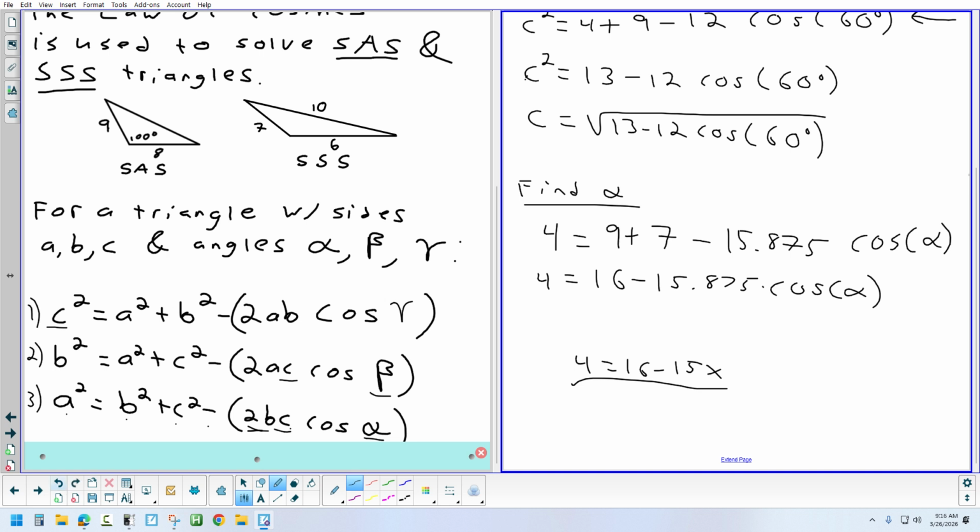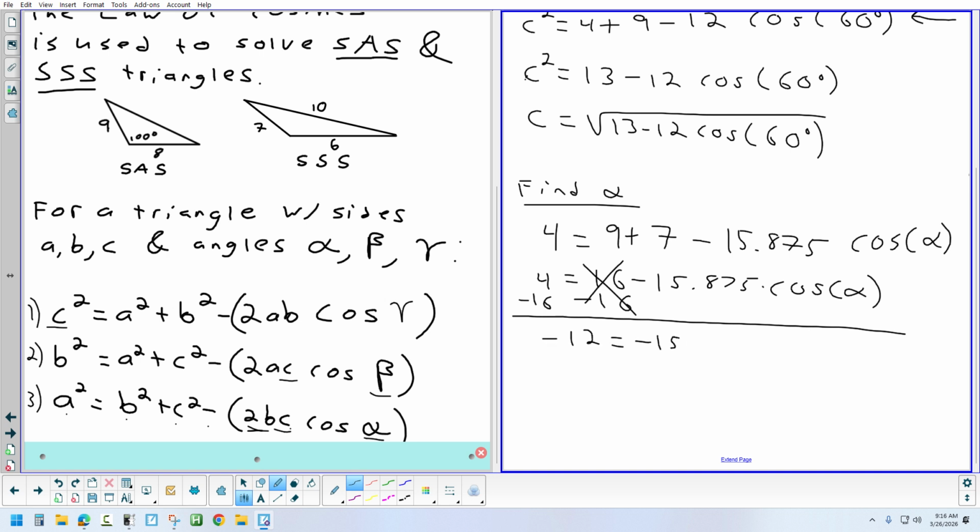Okay. So what would be our next step? Yep, so we're going to minus the 16 on both sides. So that's gone. And 4 minus 16 is going to give me negative 12. All right. So now we have two things left to get rid of, the negative 15 and the cosine. We would start with the negative 15.